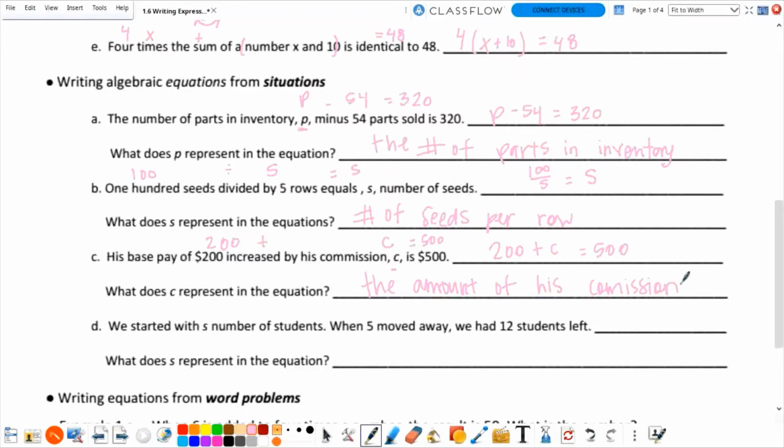We started with S number of students. When 5 moved away, we had 12 students left. So we started with S. 5 moved away, so we're going to lose 5, right? Subtract 5. We had 12 students left, so that equals 12. So we should have S minus 5 equals 12. What does S represent in the equation? Started with S number of students, so the number of students we started with.